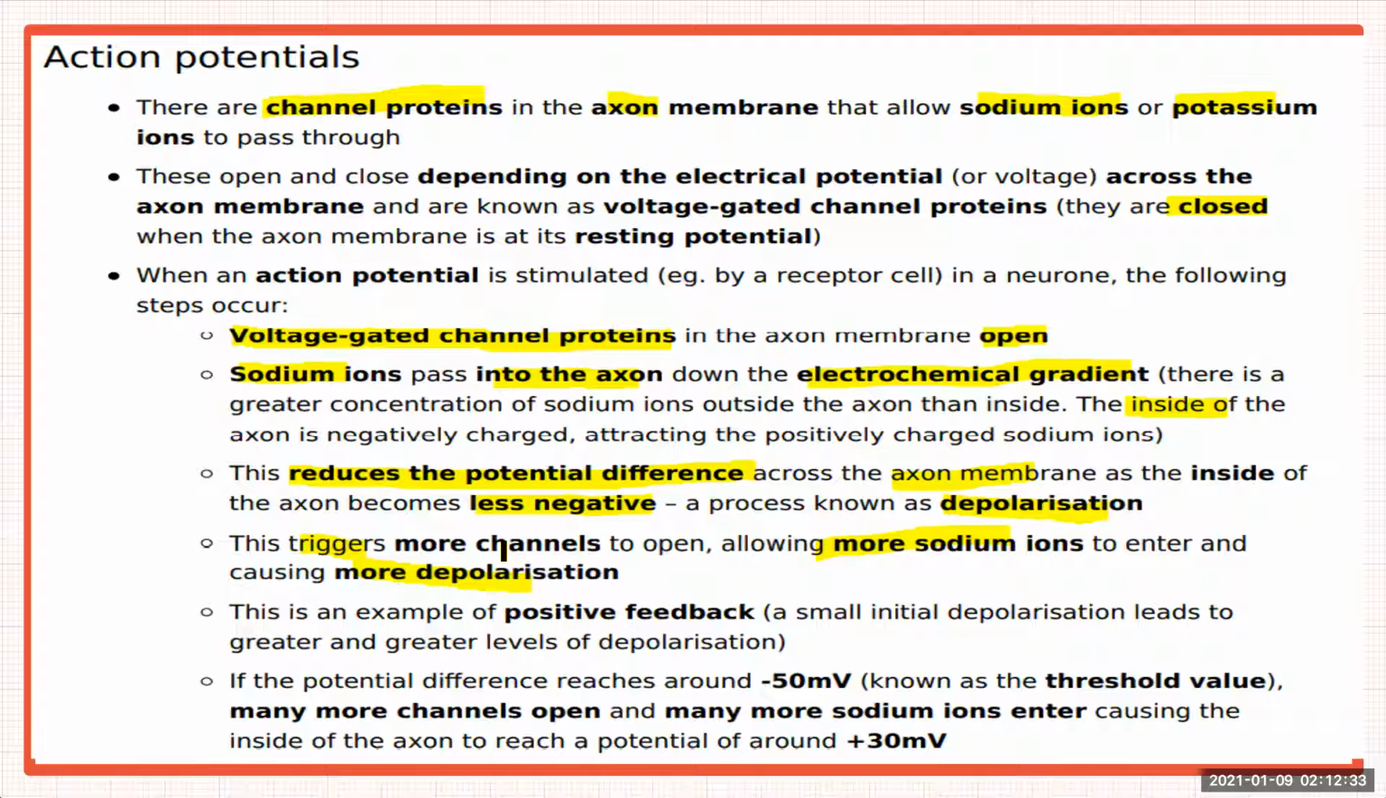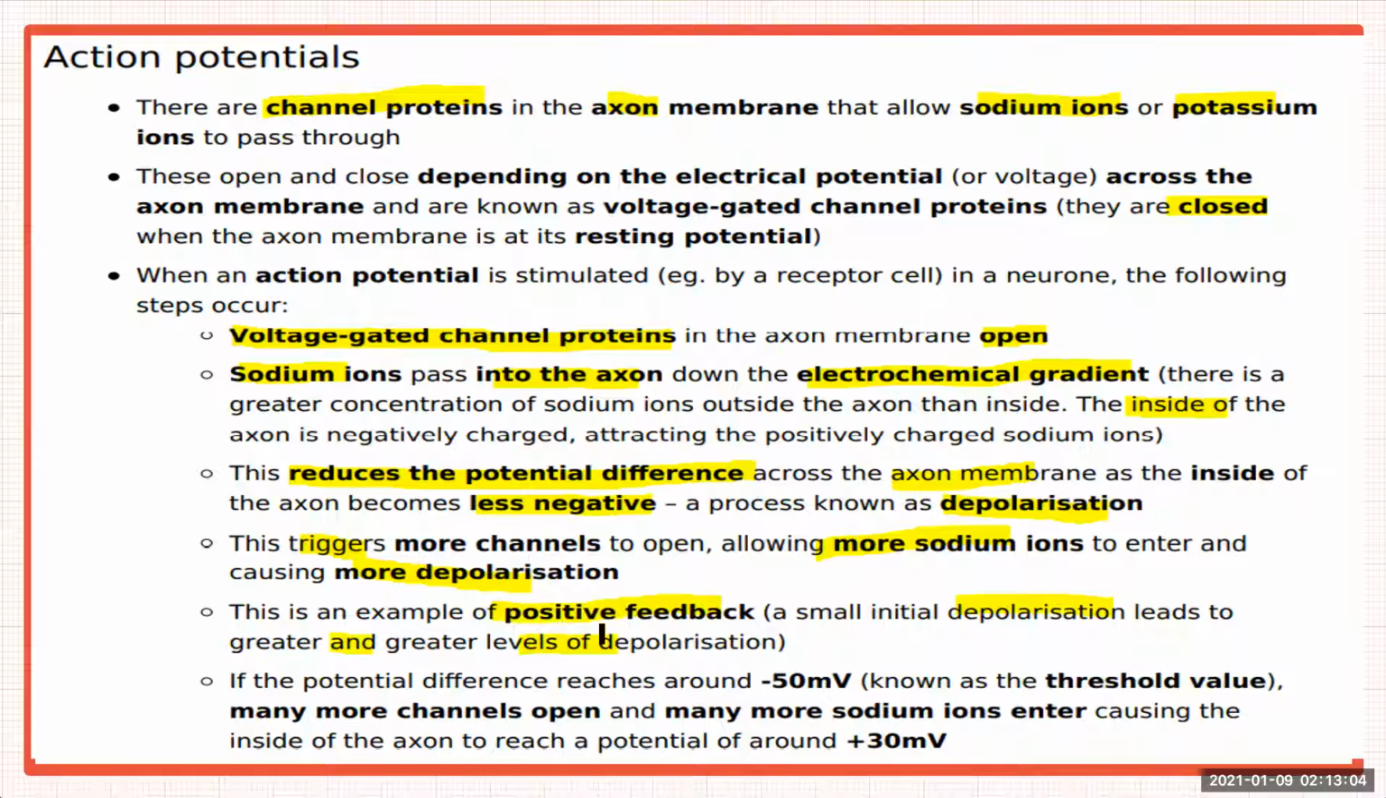That value of plus 30 millivolts is not reached in one go, right? It keeps on increasing little by little. This triggers more channels to open, causes more sodium ions to enter, causes more depolarization. This is actually an example of positive feedback, right? Why do we call it positive feedback? Because a small initial depolarization leads to greater and greater levels of depolarization. I hope you're getting the concept here, right?